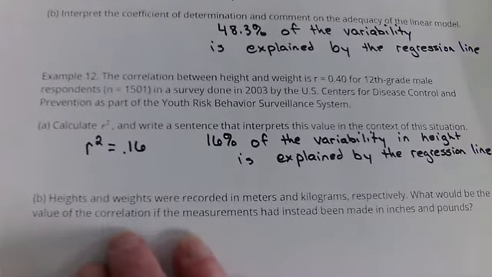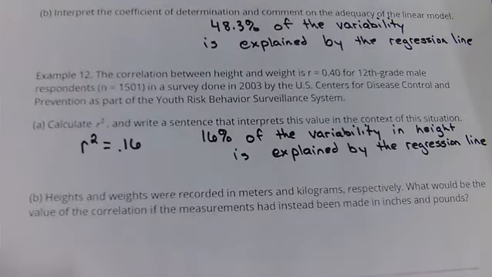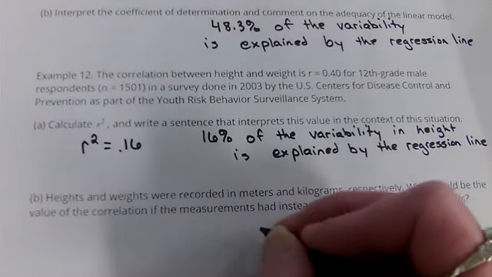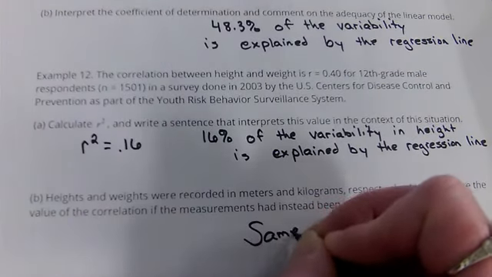Now let's say those heights and weights were recorded in meters and kilograms. What would be the value of the correlation if the measurements had been done in inches and pounds instead? Would changing your units change the correlation? No, it would be the same.